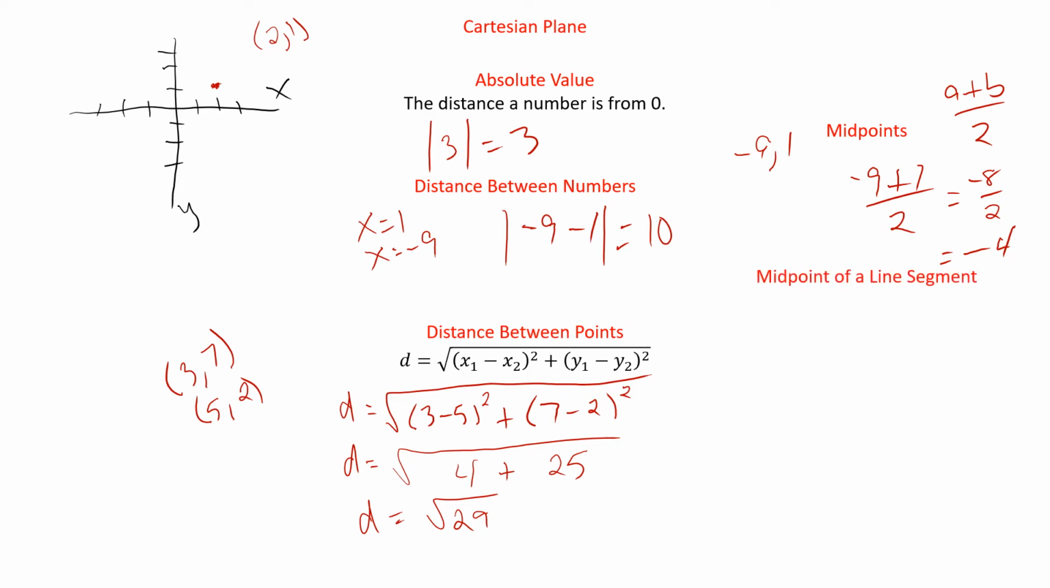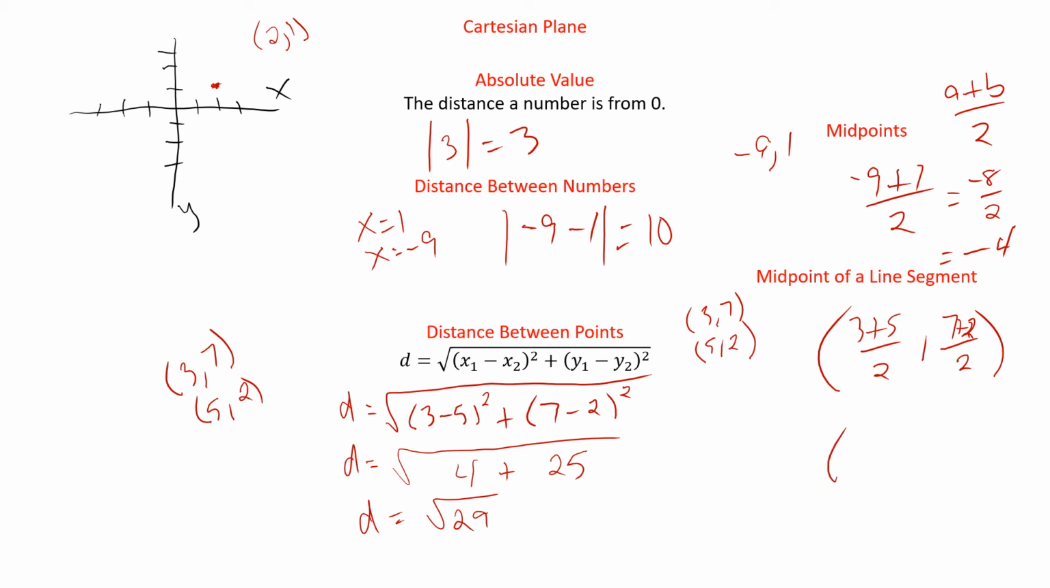A midpoint of a line segment, you do the same thing with the x parts and with the y parts. So if we were using the same points that we started out with, (3, 7) and (5, 2), the midpoint is going to be (3 plus 5 over 2, comma 7 plus 2 over 2). We just add the x's divided by 2, add the y's divided by 2. It's a point, it stays a point.